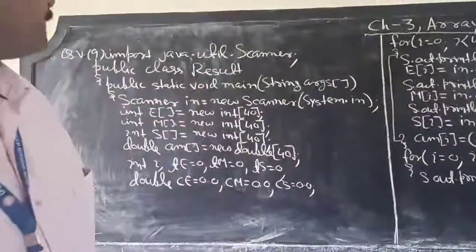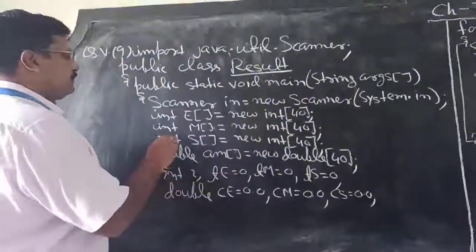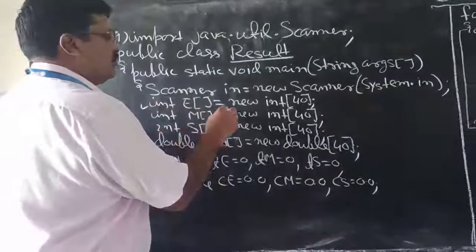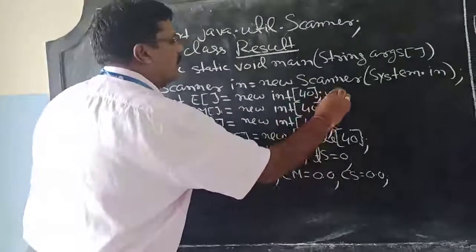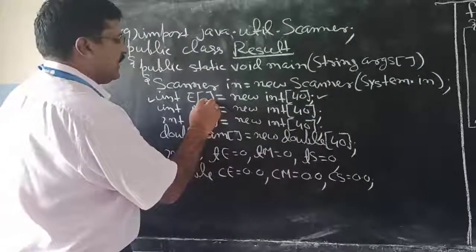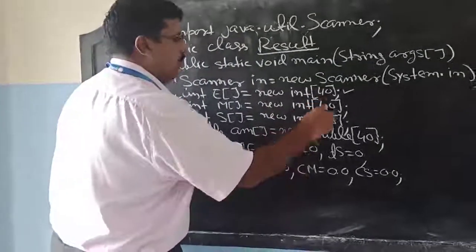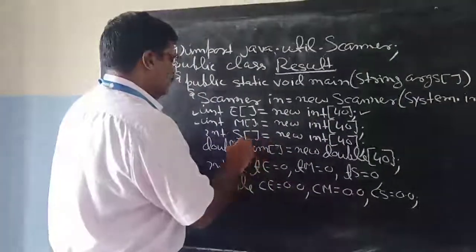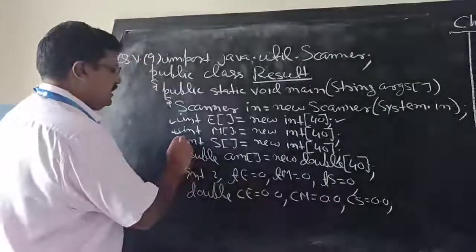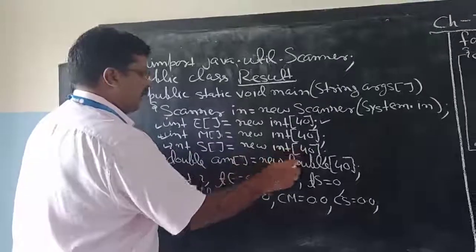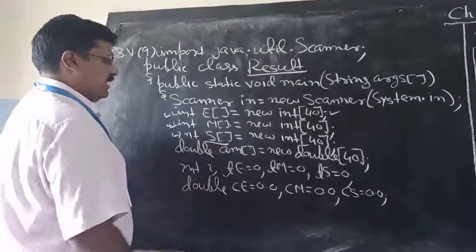Now let us begin. Public class result. Class name is result. Int e equal to new int 40. So this array e is to accept the marks of English. Int m equal to new int 40. All the arrays are having the size 40. So the array m will store the marks of Math subject. Int s equal to new int 40. The array s will store the marks of Science subject.